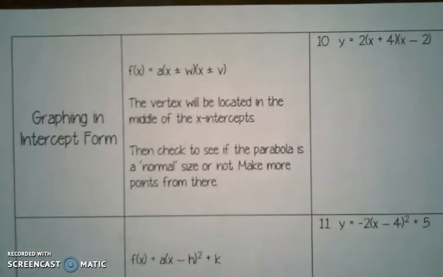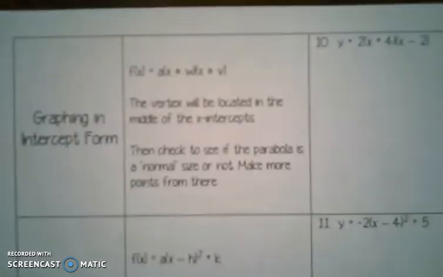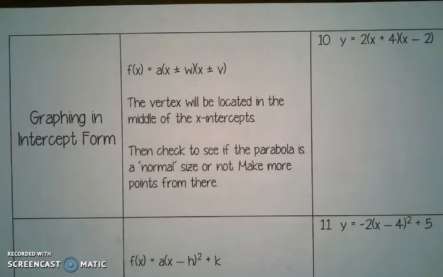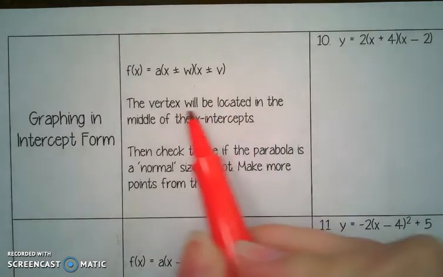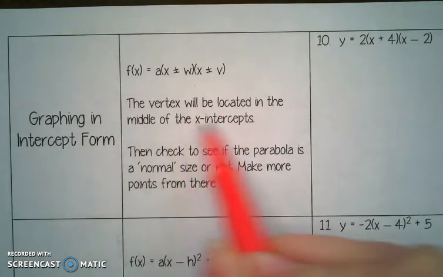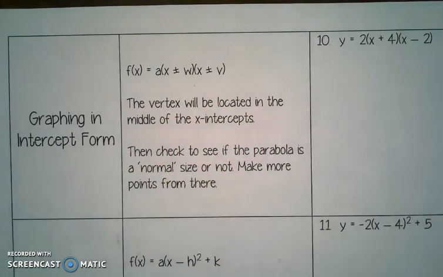All right, so again, what happens on all of these is that we need to figure out the location of the vertex. And when we figure out the location of the vertex, then we can check to see how the size of the parabola is and create more points from there. So when we have intercept form, the vertex is going to be located in the middle of the x-intercepts.